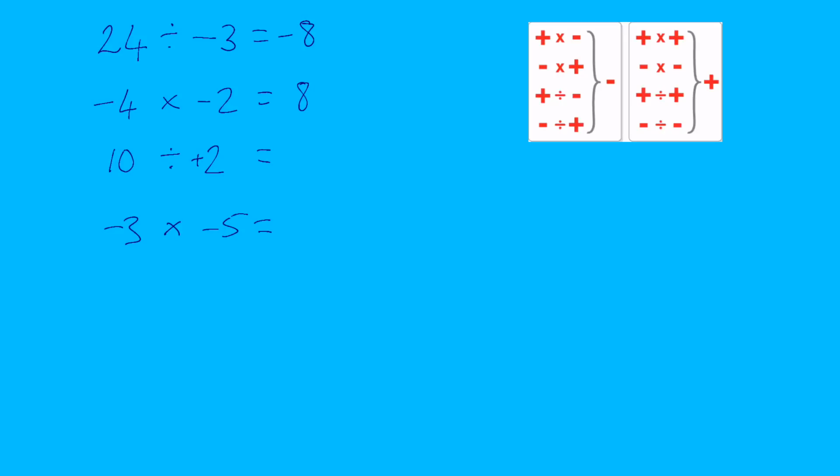Then we have 10 divided by 2. Now remember I said to you before, sometimes we'll put in the positive 2 or sometimes we'll just write 2. Either way, 10 divided by a positive 2, so positive divided by positive is a positive. Okay, and then the last one, we have negative times negative. So negative times negative, of course, is positive. So that is positive 15, or just 15.